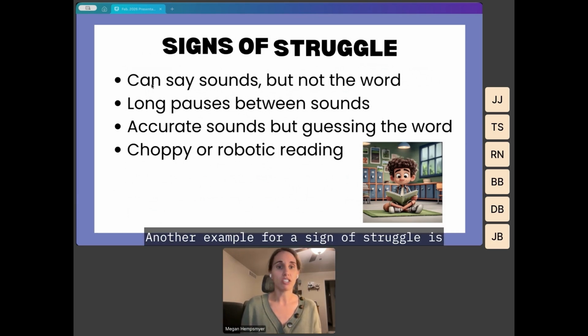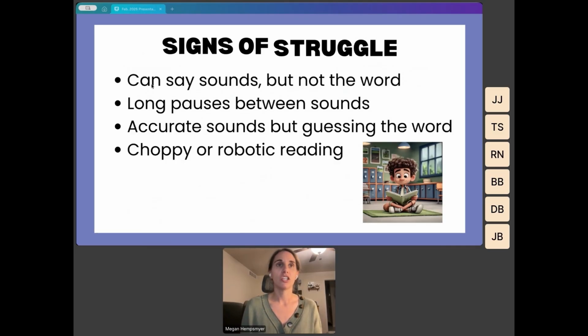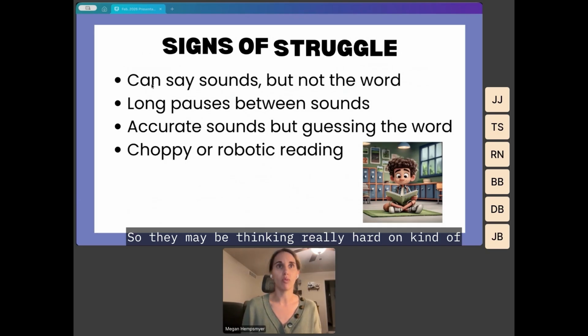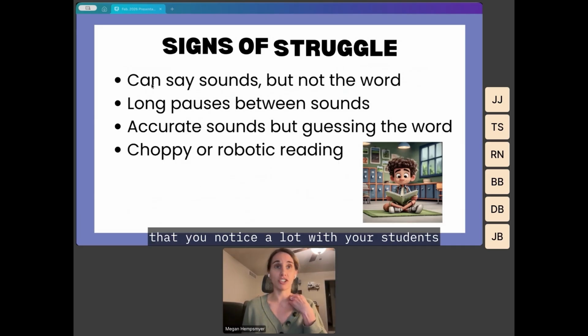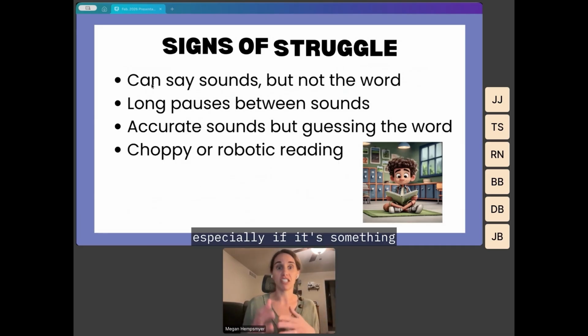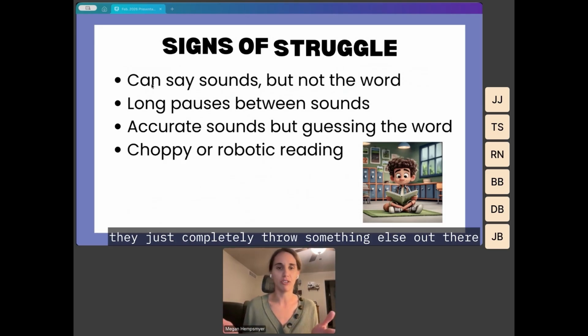Another sign of struggle is when there are long pauses between sounds. They may be thinking really hard about what they're looking at and what they're saying. They may have the accurate sounds, but they may end up guessing the word. If you've done any sort of fluency assessment, like DIBELS or other district-wide assessments, you may notice this a lot with your students, especially if it's something more challenging for them. They can say those sounds in the words, but then they look at it and say something like, robot, and they just completely throw something else out there.